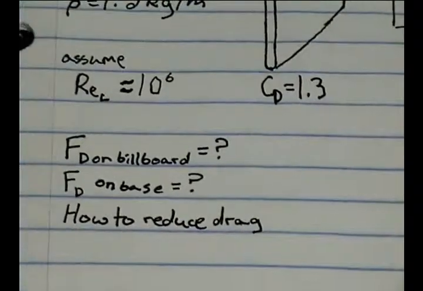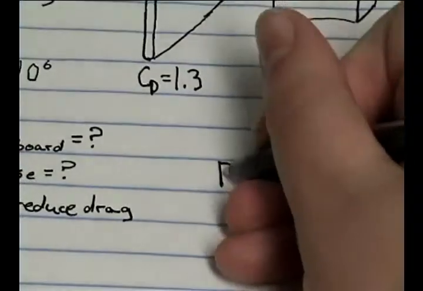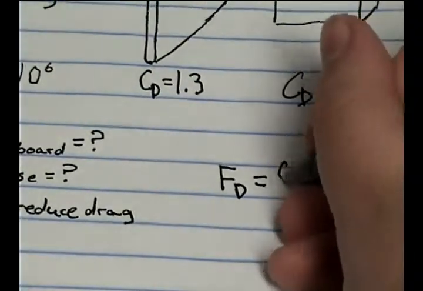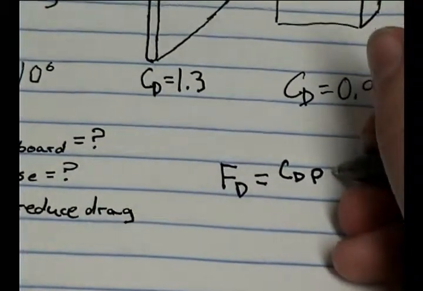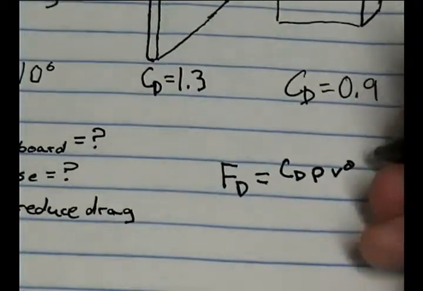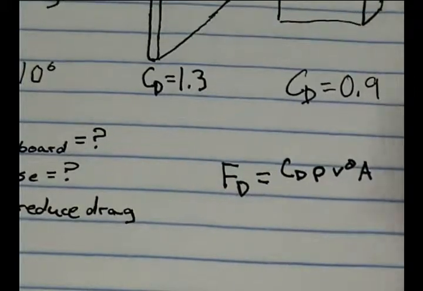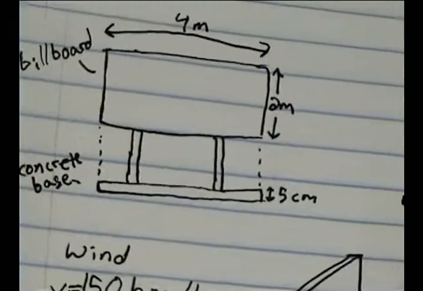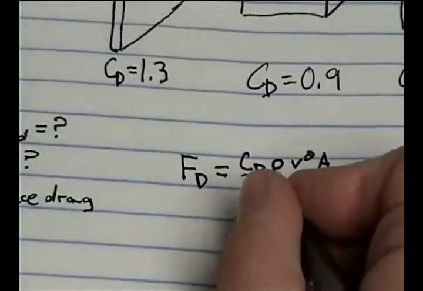First, let's look at the drag force on the billboard. The drag force on the billboard is equal to the coefficient of drag times the density of air times the velocity of the wind squared times the area on which it's dragging. So this will be the billboard's face, because the wind's blowing normal to the face. And all this is divided by 2.